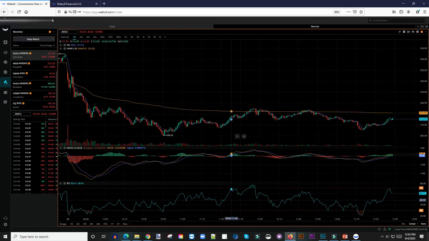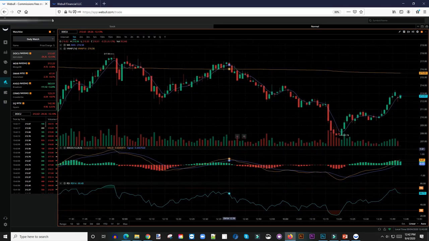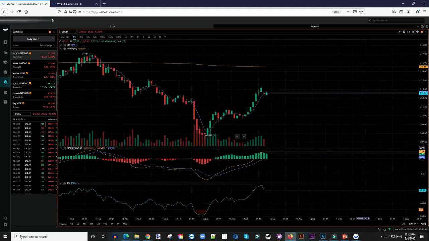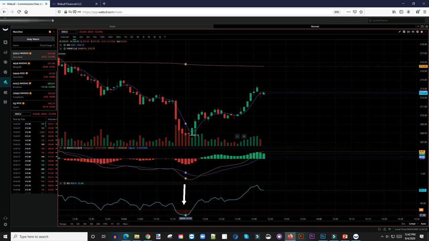I'll wait for a pullback. And then if I see the RSI below 30, that gives me an indication that this is a good time for me to start looking for a great entry point. So let's look at the example here. If you see here on the screen, this stock dropped to 207.75, right? If you look at the RSI down here, it was actually at about 22. That's below 30.